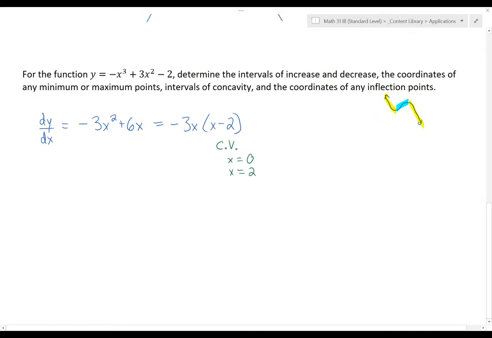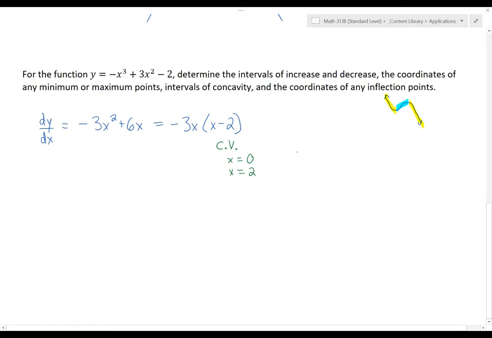Critical values would also occur at any non-permissible values, but we're going to look at what happens where the first and/or second derivative doesn't exist, or even the original function doesn't exist. So non-permissible values of either the function or any of its derivatives are also critical values, but we're going to look at those a little more in depth in class. So for now, we'll just stick with critical values are where the derivatives equal 0.